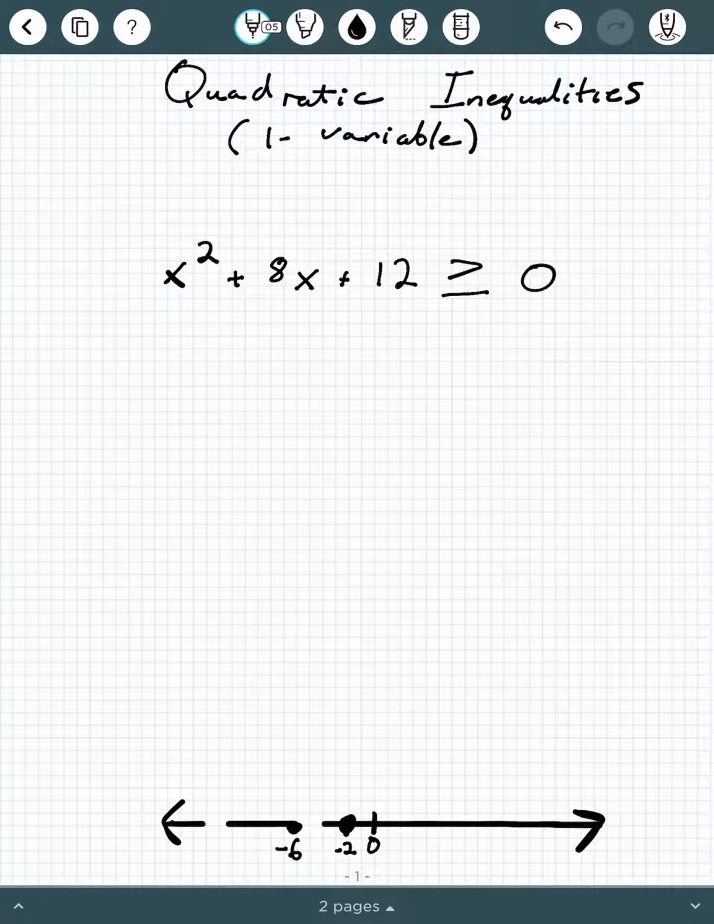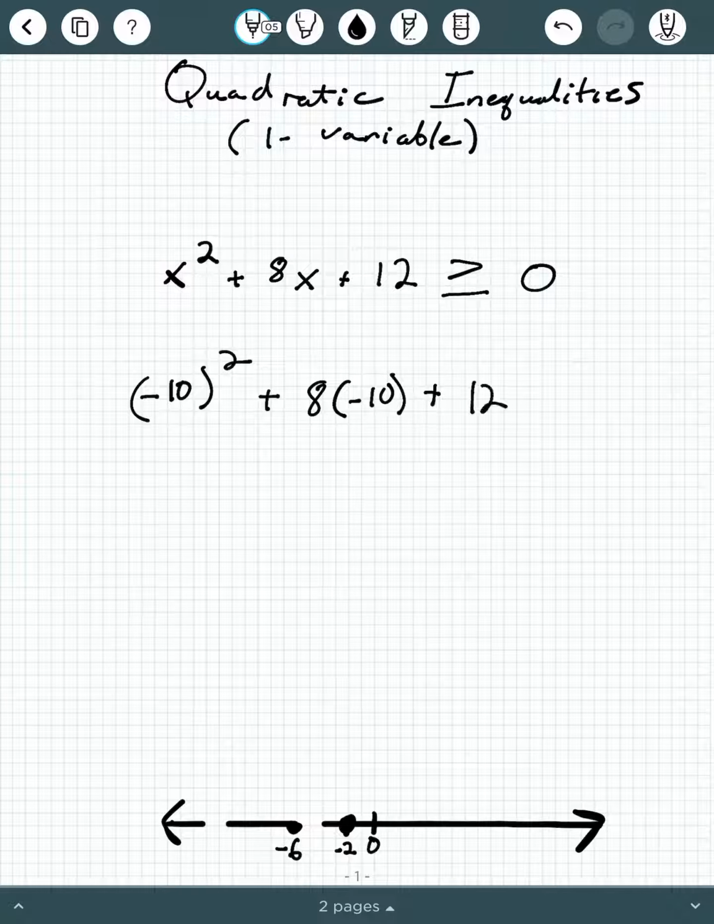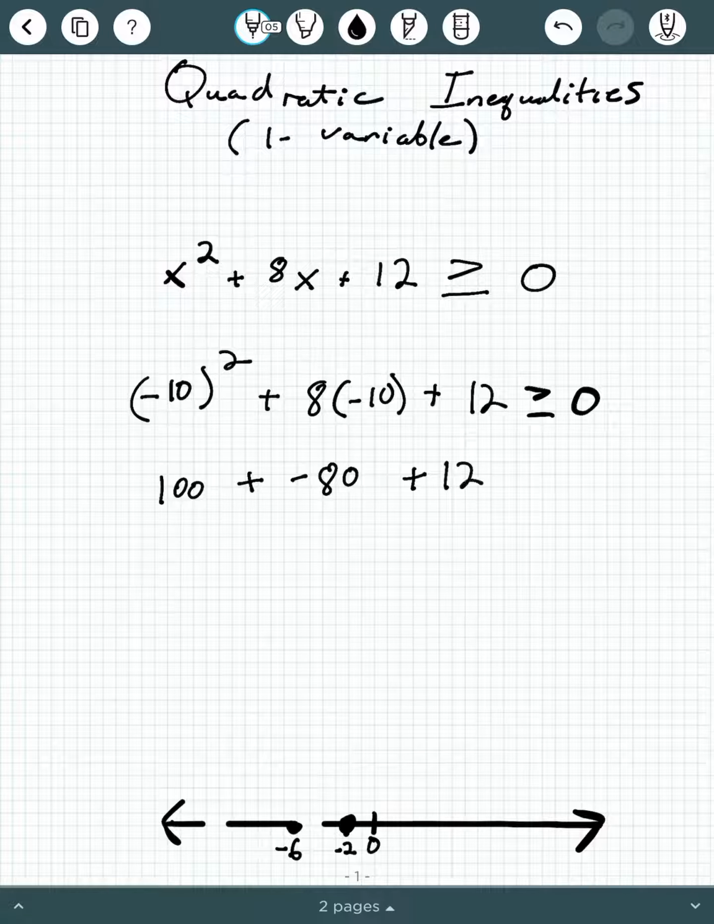So -6, well, let's pick something. -10's a good one. Really, any number you're comfortable working with could be fine. Let's do -10. So (-10) squared plus 8 multiplied by -10 plus 12 has to be greater than or equal to 0. When we do that, we get 100 plus -80 plus 12 is greater than or equal to 0. And I think you can probably see already that's going to be true. Simplifying it, we get that 32 is greater than or equal to 0.